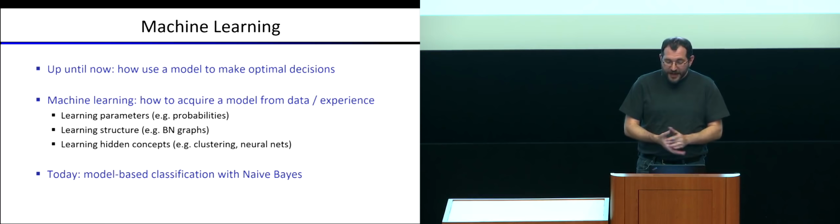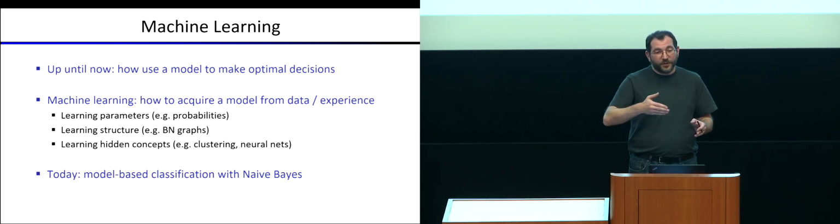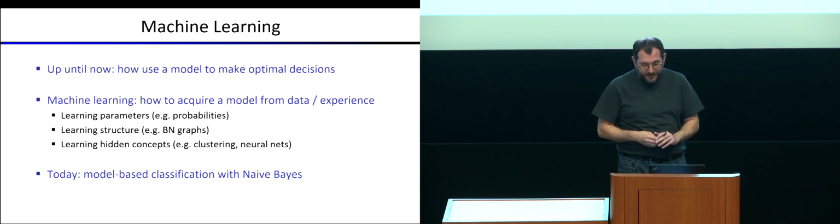What we're going to do today is we're going to start with model-based classification. And as an example of that, we're going to work through some details of how the naive Bayes models work. Then in the next few lectures, we're going to work through a sequence of different takes on machine learning that are going to highlight different subsets of the big ideas on this topic.